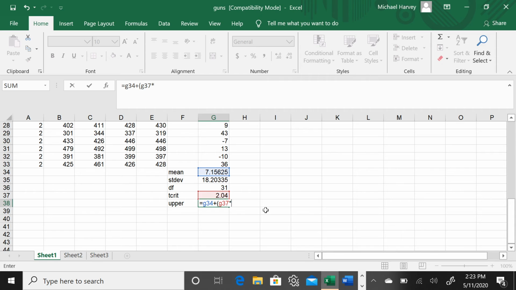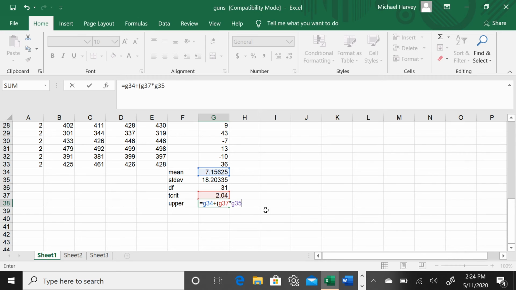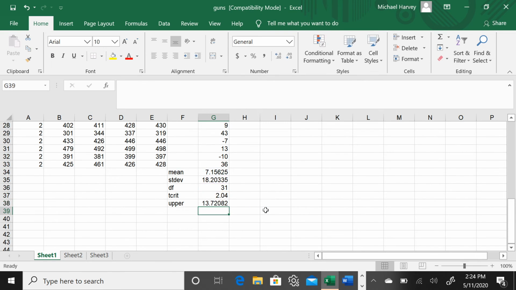times the standard error, which is the standard deviation divided by, so the standard deviation is in G35, looks like, right? And that is divided by the square root of n. So this has 32 people. Okay, don't put 31 there. That's degrees of freedom. Okay, all right. That should give us the upper value.